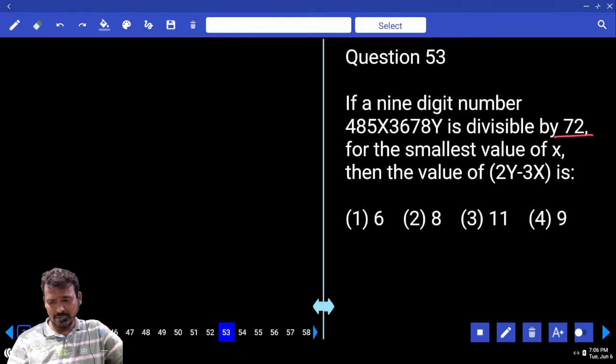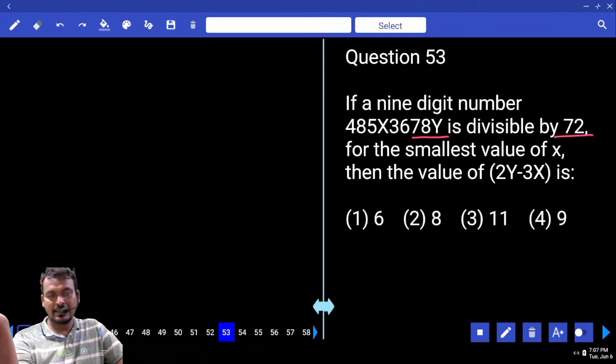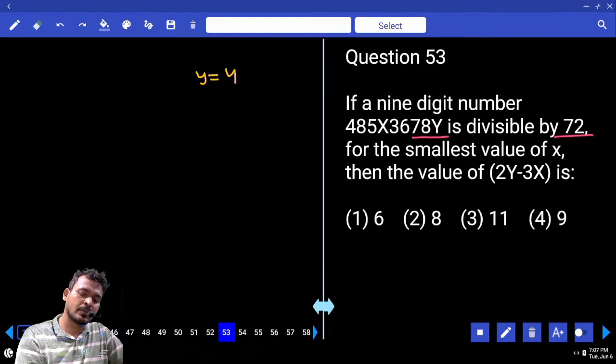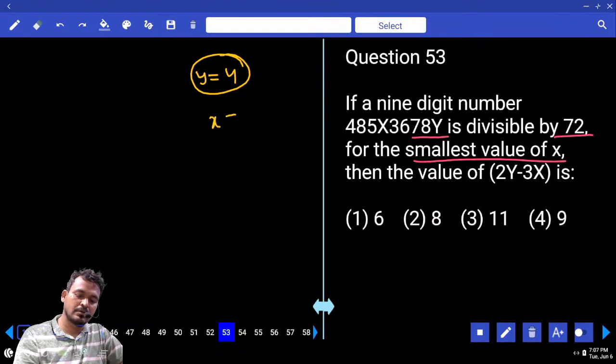It is divisible by 72, means it must be divisible by 8 and also 9. What is the divisibility rule of 8? The last 3 digits are 7, 8, y. Already 7, 8 means 72 is exactly divisible. What is the remaining? 6 plus y means y value is 4 or 5? 4. And x must be the smallest value or largest value? Smallest value. X will be 0.